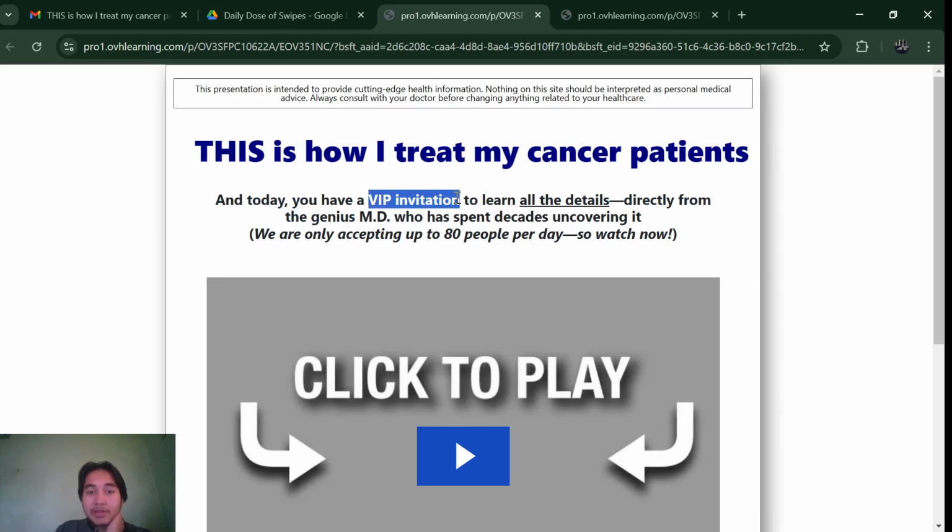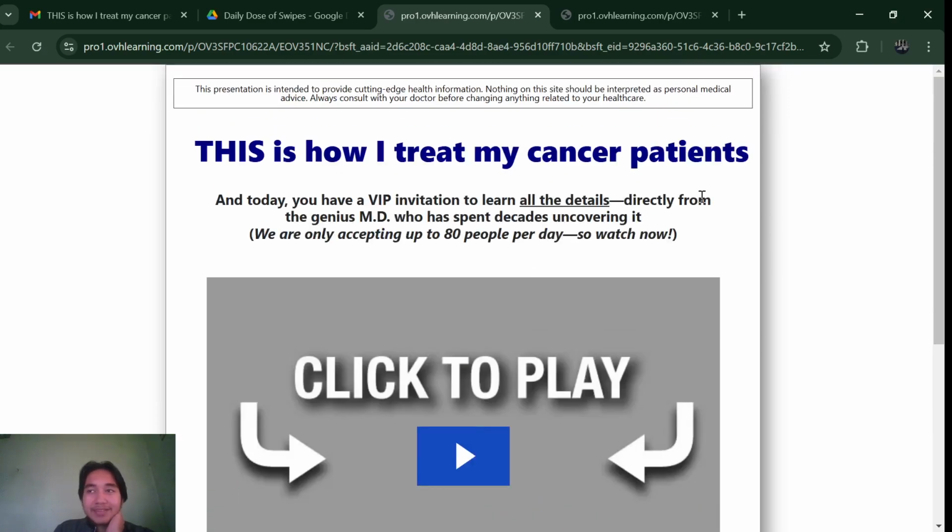VIP invitation, exclusivity to learn all the details, step by step, easy emotion, directly from the Genius MD, as in authority, directly. So there's no gatekeeping and no middleman, someone who has spent decades. Now predictability, it gives you the feeling that you're in safe hands, that kind of stuff. The whole easy emotion and big emotion, right?